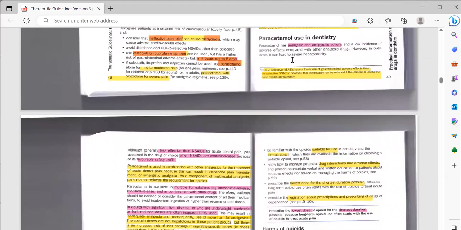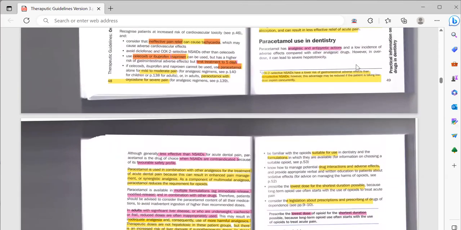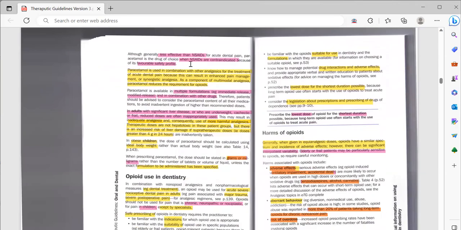However, in overdose, it can lead to severe hepatotoxicity. Although it is a very safe drug, if the patient takes it overly, like an overdose, we read in the first chapter that overdose and underdose both are not good, right? So if there is any overdose, it can affect the liver and cause severe hepatotoxicity.